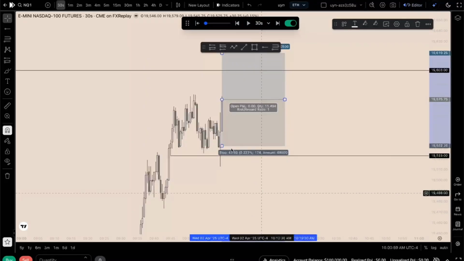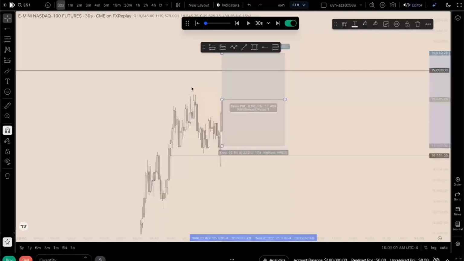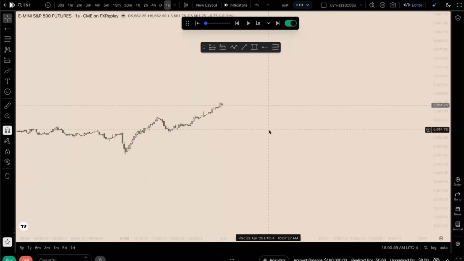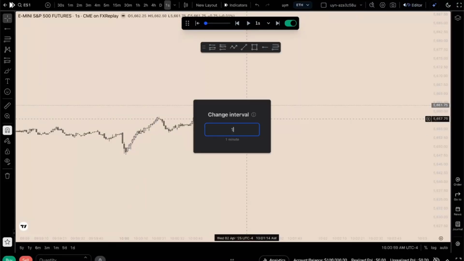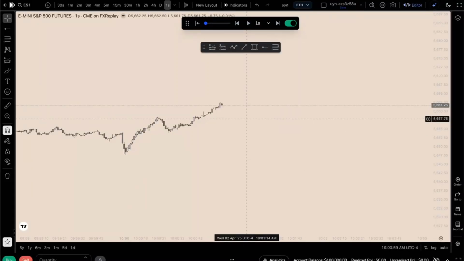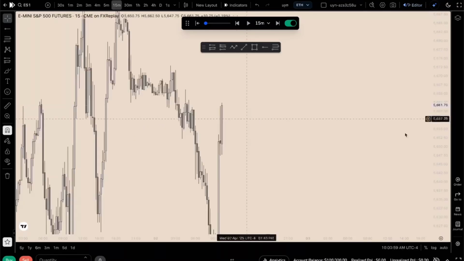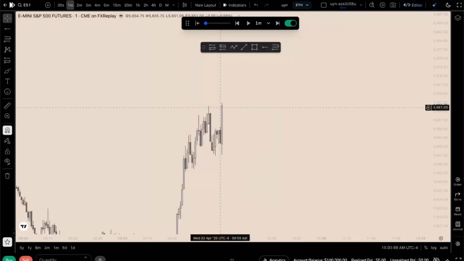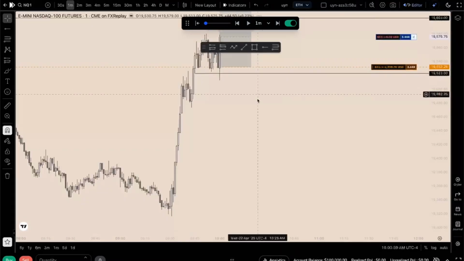Let's check out what ES is doing. Okay, ES looks very correlated as well. We're trending higher towards this. We even have some SMT here, and on the 1 minute we also have correlated distribution here. So I do think this is a really good trade.